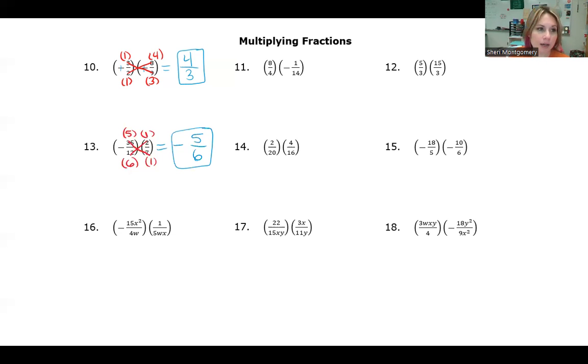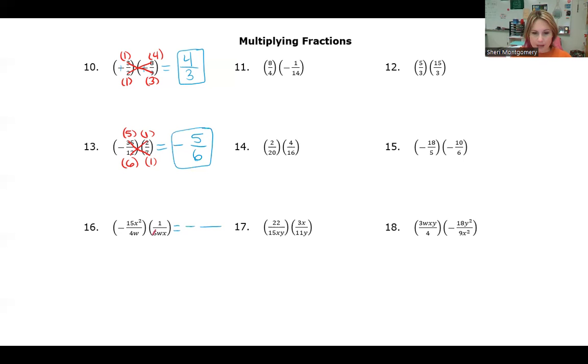For 16, as we multiply across, I notice that it's a negative times a positive again, so I'm going to get my negative out there so that I don't forget it. Then I'm going to check to see if things simplify. The only thing different with 16, 17, 18 is that they have variables in there. So as I go through, I have to look at the number parts and at the variable part.